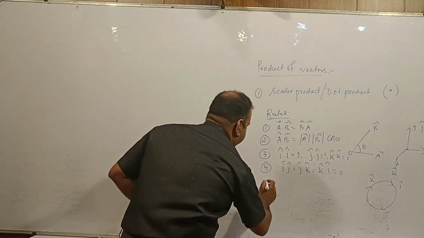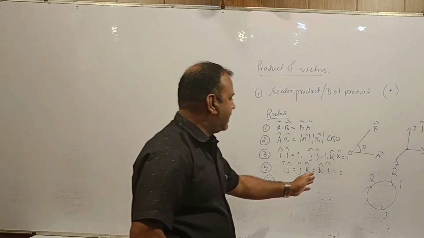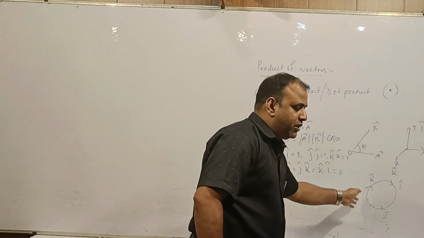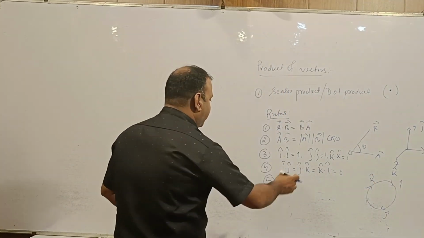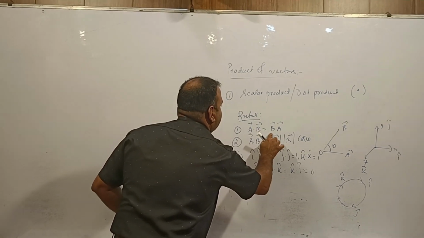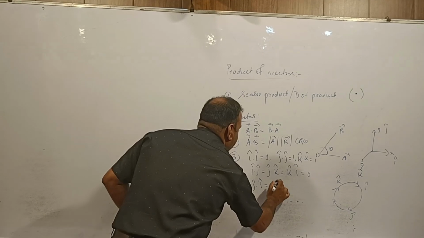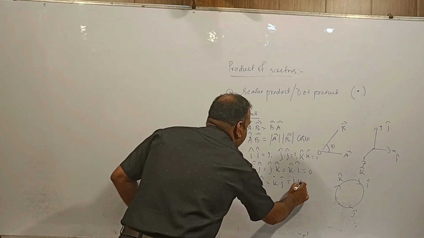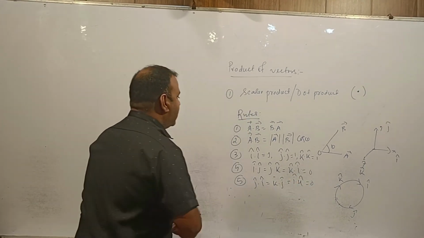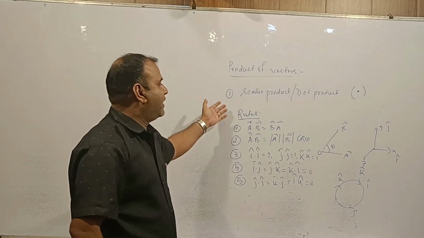And number 5, you remember, if you change the position, I have taken here the clockwise direction. So if you take the anti-clockwise direction, the value will remain the same, because already you know A dot B is equal to B dot A, same thing. So k dot j is equal to i dot k is equal to 0. So these are the basic properties, basic rules, basic formulas of scalar product.